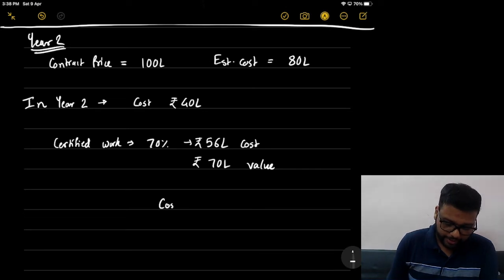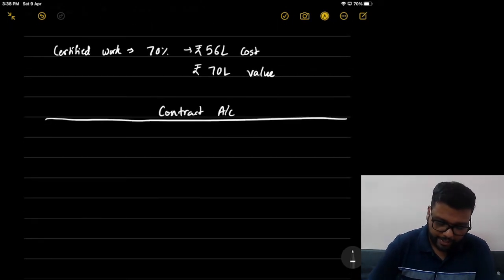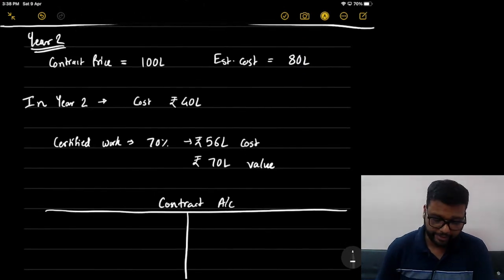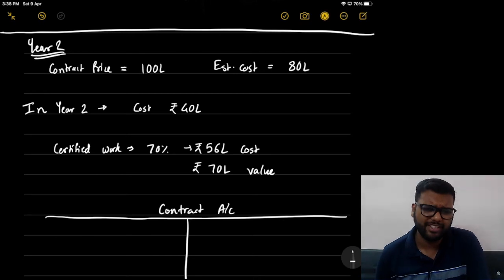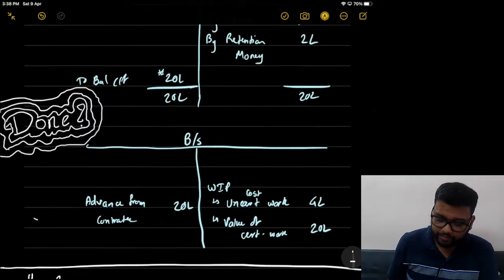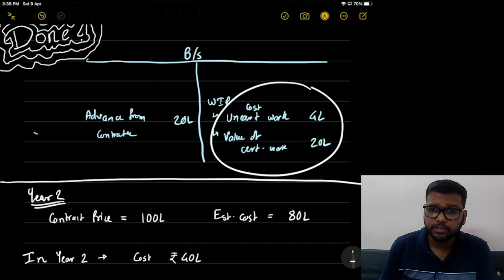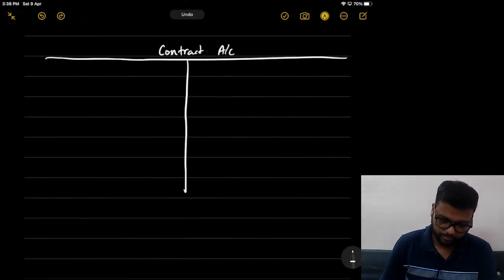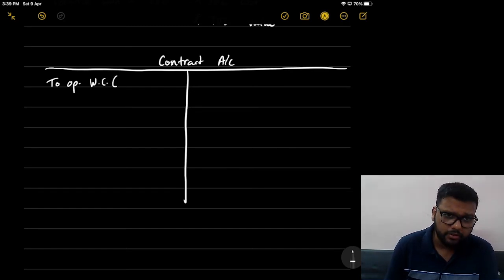If you understand this contract account, then like I said, there is nothing different in this chapter. In fact, in questions they give it in a more simplified way. I have given it in a complicated way because this is how you will actually have the data. Fine. So in the contract account, what we do first is, we have shown some WIP last year, right? Can I say we have to take it to opening first? Yes, sir. Correct. So we write to opening work certified. Work certified will be at cost or value?